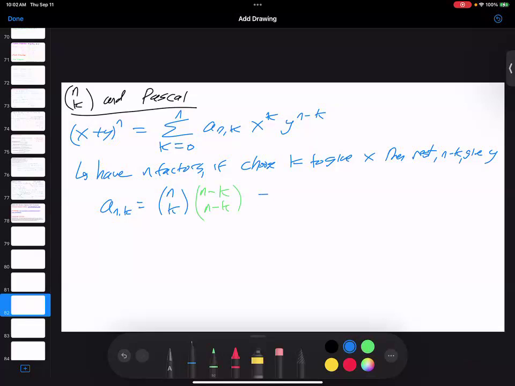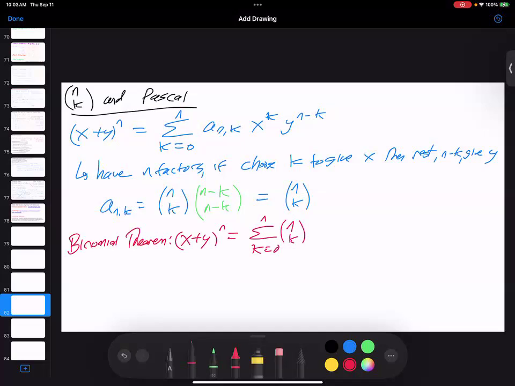But because this equals 1, we normally just ignore it and we normally just write that the coefficient in the binomial theorem is just n choose k. So this is the binomial theorem. X plus y to the n is the sum, k goes from 0 to n, of n choose k, x to the k, y to the n minus k, or the sum, k goes from 0 to n, n choose k, x to the n minus k, y to the k. So we drop the n minus k choose n minus k because it's just 1.